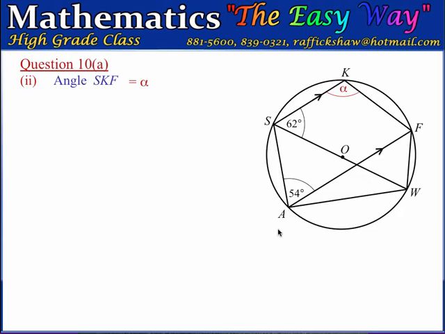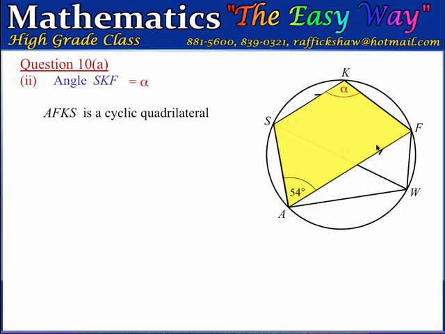And when we have a quadrilateral in a circle with all four vertices on the circumference of the circle, that quadrilateral is called a cyclic quadrilateral. And the opposite angles in a cyclic quadrilateral are supplementary, meaning they add up to 180 degrees. So let's show that. AFKS is a cyclic quadrilateral, and these two angles are opposite to each other, and so they are supplementary. They add up to 180 degrees. And that's the basis on which we can calculate alpha.